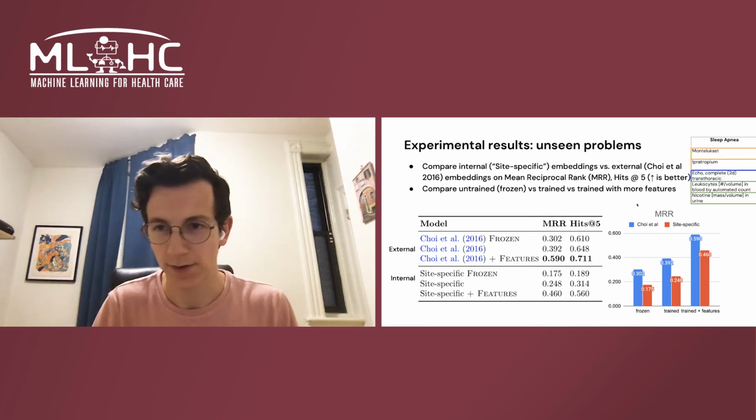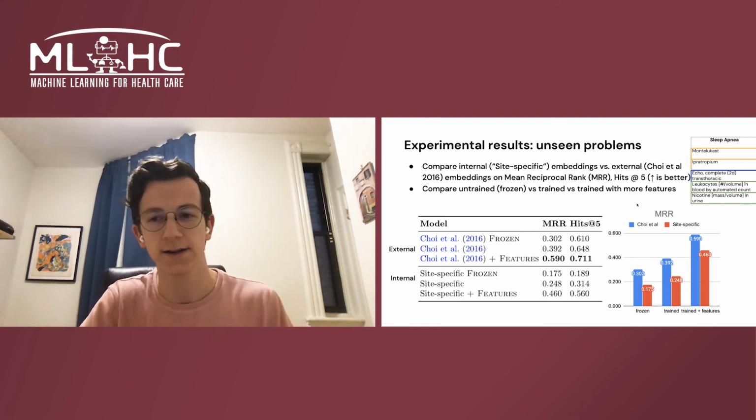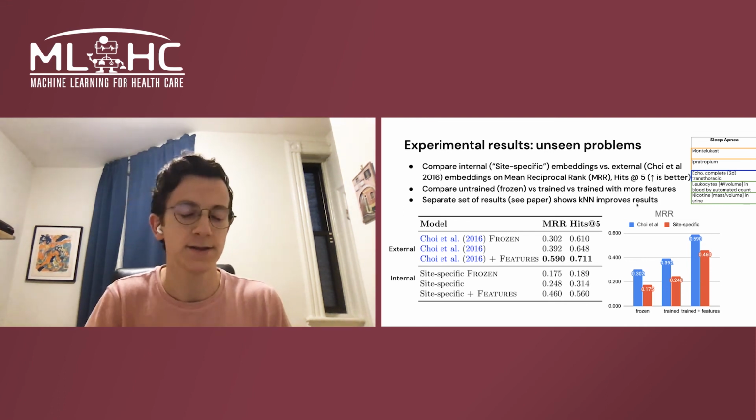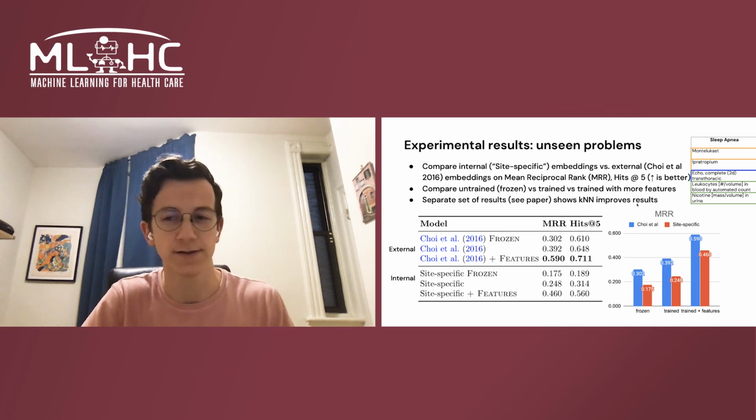Here are some example outputs from our best performing model on the problem of sleep apnea, which is not seen at training time. And there's a separate set of results in the paper that show that we can use KNN to improve initialization.